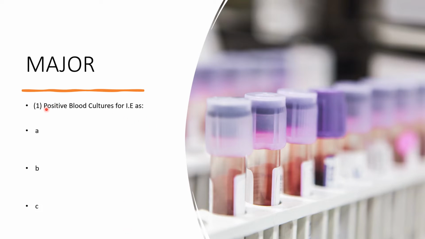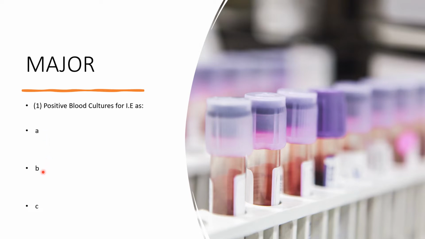Here, let me go to the first criterion under major. The second one will be about echo, but this is about positive blood culture for infective endocarditis. And that could come in three different forms. Either A, a typical microorganism for infective endocarditis has been picked from two separate blood cultures that must have been taken at least 12 hours apart. If that is the case, then that is a criterion under major.